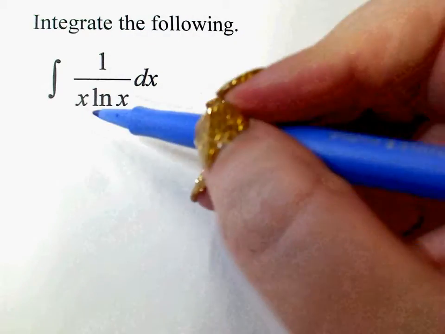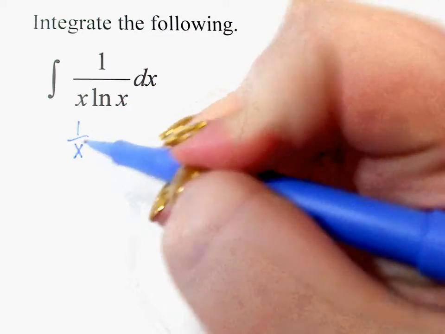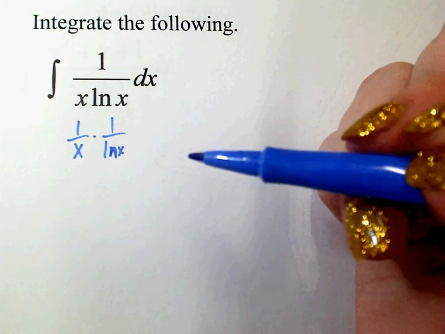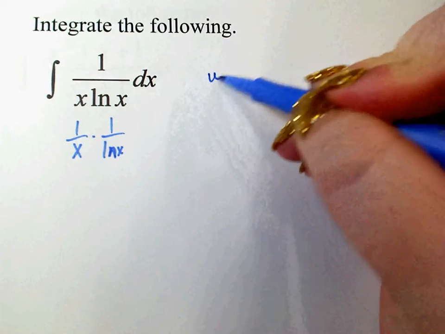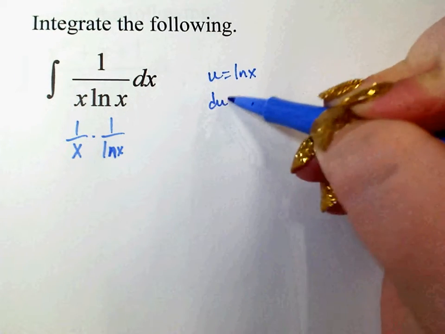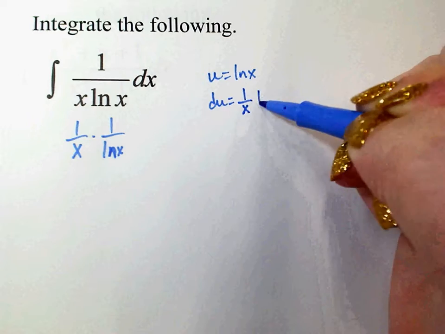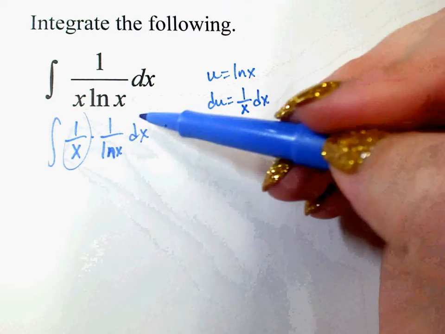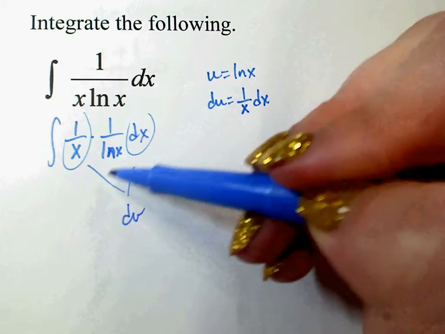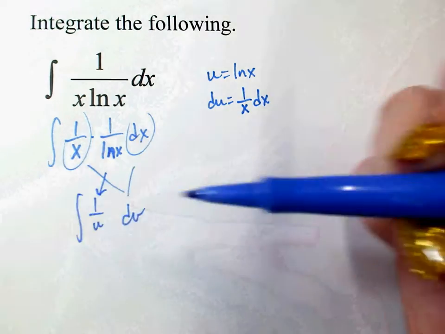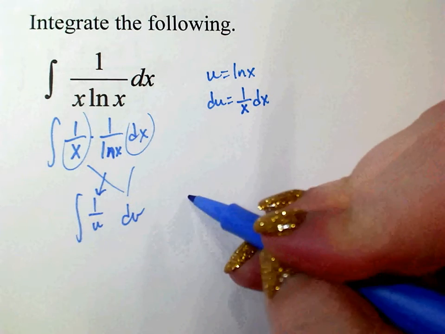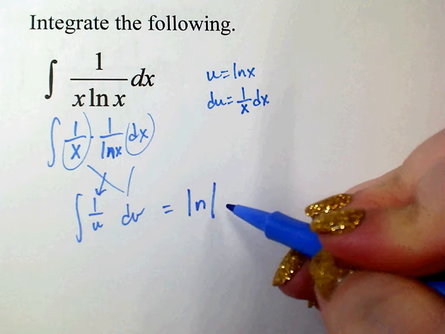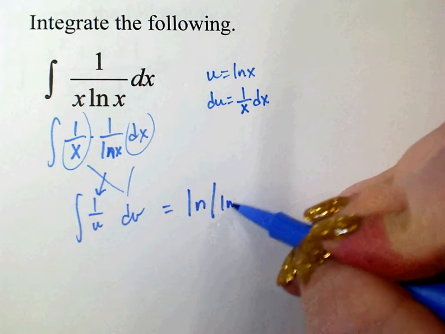Just for giggles, you see that can be rewritten as that, right? So if u is natural log of x, what's du? 1 over x dx. So 1 over x dx is du, and that is 1 over u. And so what is it? Natural log of the absolute value of u, and what's u? Yeah, natural log of the absolute value of natural log of x.